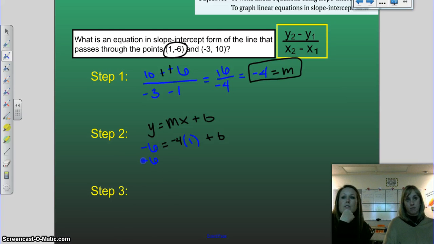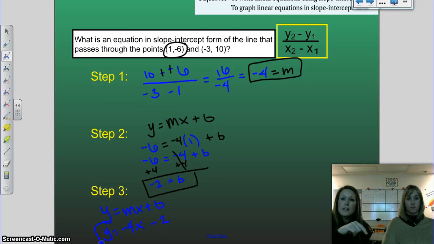So negative 6 equals negative 4 plus b. Add 4, and I'm going to get negative 2 equals b. So that's my step 2. I found my y-intercept. Now I put it all together. y equals mx plus b, so y equals negative 4 is my slope, x is always there, minus 2.